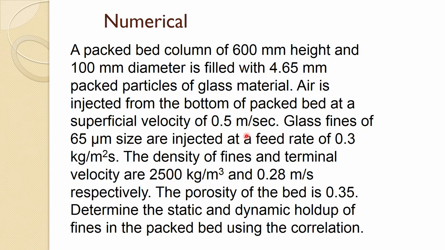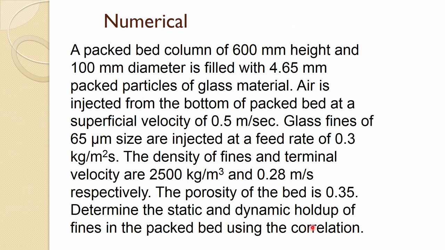There is one numerical based on this. A packed bed column of 600 millimeter height and 100 millimeter diameter is filled with 4.65 millimeter packed particles of glass material. Air is injected from the bottom of the packed bed at a superficial velocity of 0.5 meter per second. Glass fines of 65 micron size are injected at a feed rate of 0.3 kg per meter square second, so that is the mass flow rate of the fines. The density of fines and terminal velocity are 2500 kg per meter cube and 0.28 meter per second respectively. The porosity of the bed is 0.35. Determine the static and dynamic hold up of fines in the packed bed using the correlation.